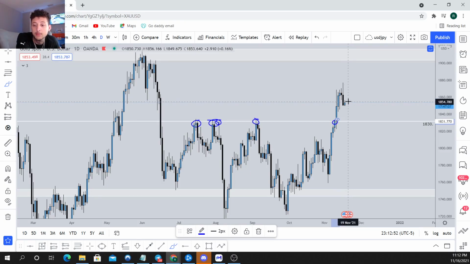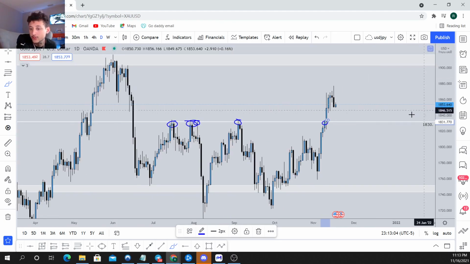Right now, price may be a little bit expensive to buy because price went all the way from 1759 to 1877. So buying is a little bit more expensive for the bigger players. So what's more desirable for them, to buy in the middle of no man's land where there's no real level of support and resistance, or to wait for price to come back to 1830 to look to buy? Let's say price does come to 1830 to look to buy.